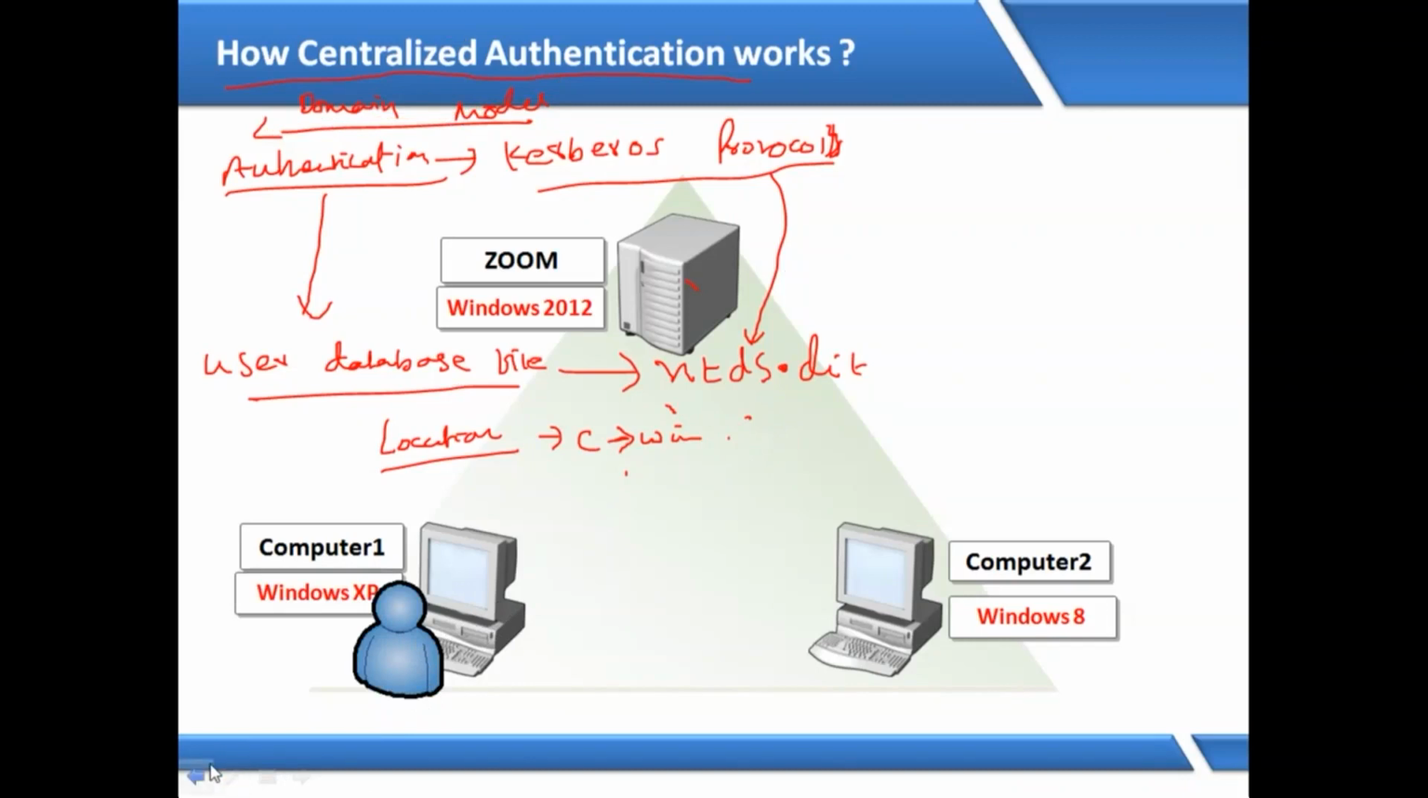Now the location of the Kerberos protocol is: you have to go to C drive, Windows folder. Inside the Windows folder, one folder will be created with the name NTDS. Inside this NTDS, there will be one file, ntds.dit. So this is the file where the Kerberos protocol will check whether the username and password match or not.